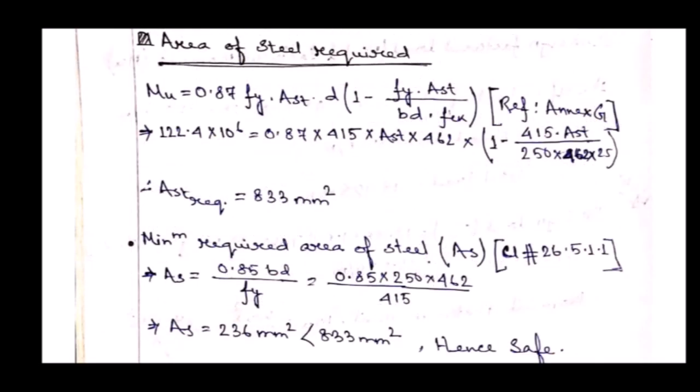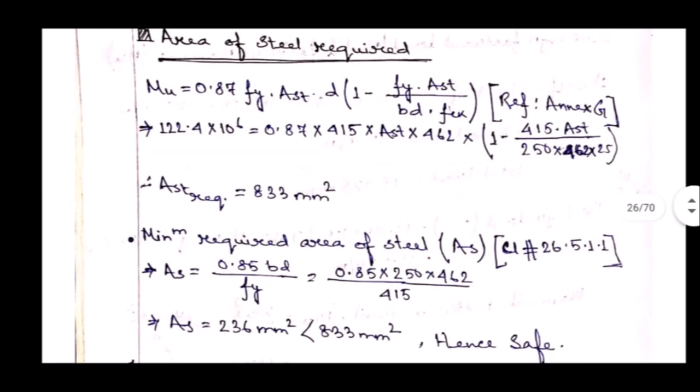So the next step is the area of steel required. We have to find out the area of steel required. The formula that we use for this, first of all, is Mu = 0.87 fy Ast d (1 - fy Ast / (b d fck)). The formula comes from Annex G. As you see here, the reference is Annex G of IS 456:2000. The exact position of this formula in the IS code is described in my previous lecture, and in the description box you may find the link.